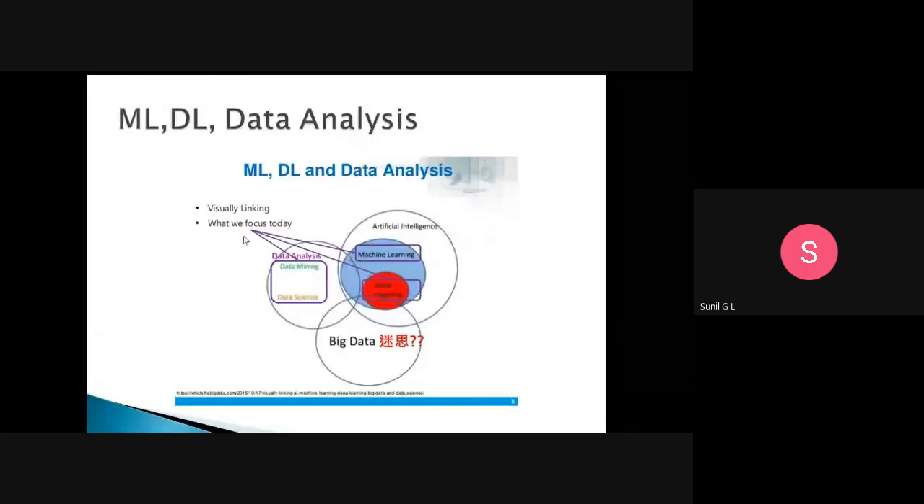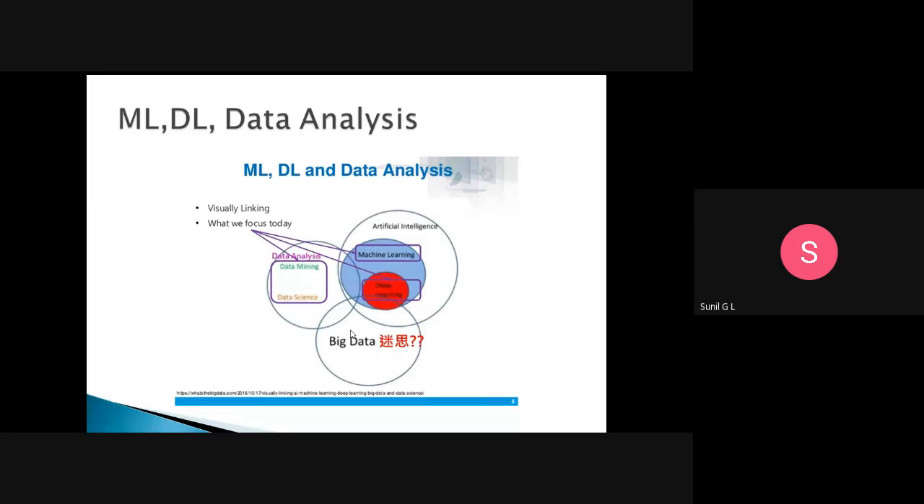So where do we focus today? We are focusing today on all these three things: artificial intelligence, machine learning, deep learning on one side, and data mining on the other. That is nothing but data analysis. That is data science. So you have heard the word data science. Data science is a combination of all these things: artificial intelligence, machine learning, deep learning, and big data also.